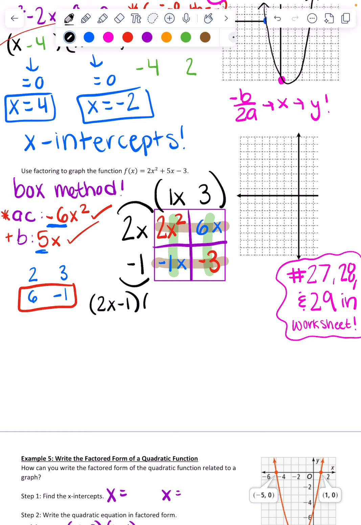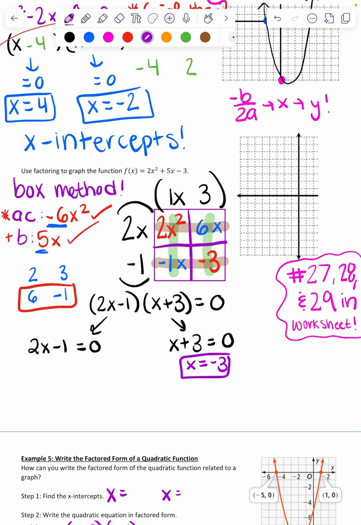We have 2x minus 1 and 1x plus 3. We're going to set those equal to 0, and that means that now we can use our zero product property to solve. So we're going to take each of those factors, set them equal to 0, and solve for our two x-intercepts. For the second one, we're going to get x equals -3. And this first one, we have a little bit more solving to do. And it looks like we get x equals 1/2. All right, we have our x-intercepts.